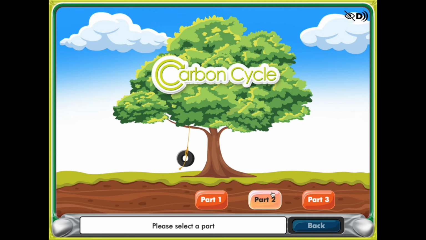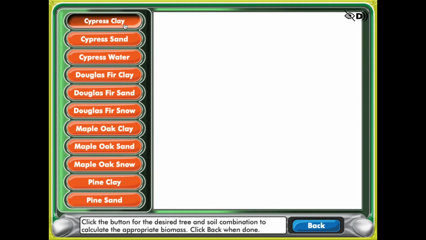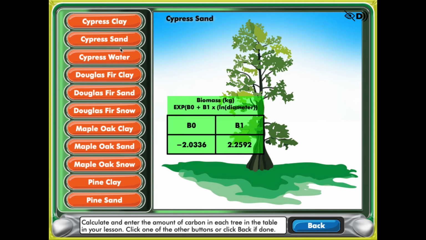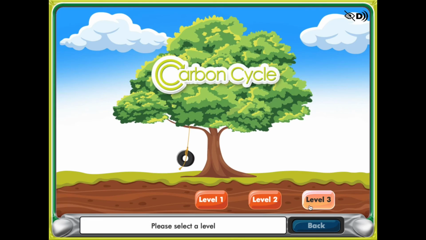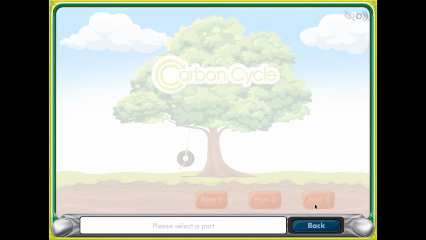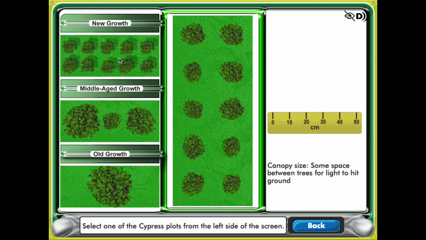Part 2 is like the task in Level 2, but again, the equations used are a bit more complex. In Part 3, the sequestration rates of trees of various ages are determined.